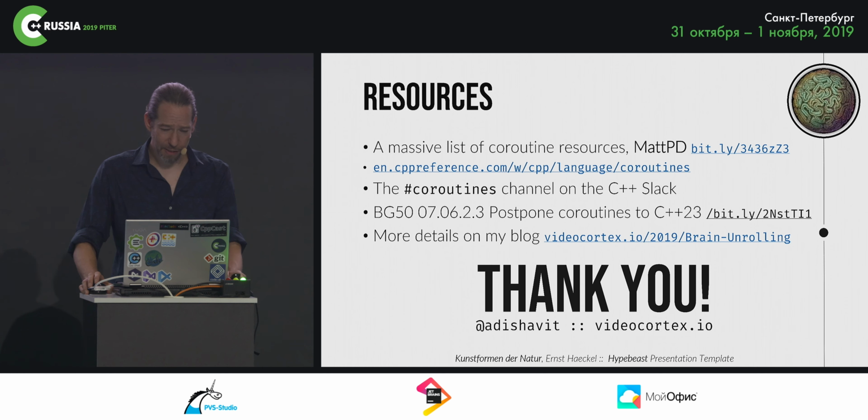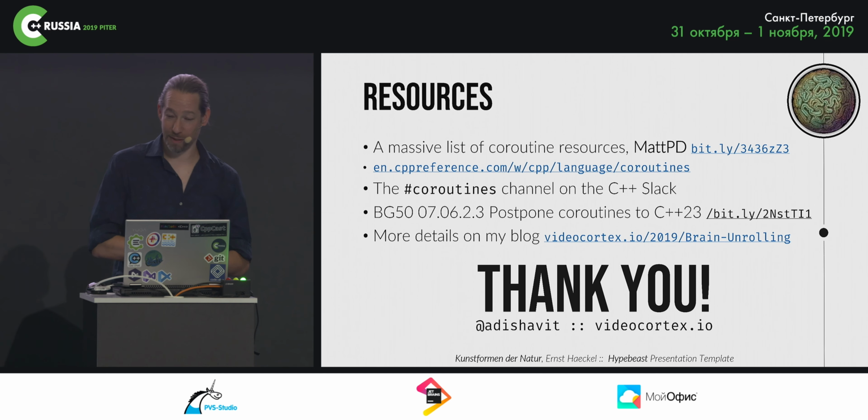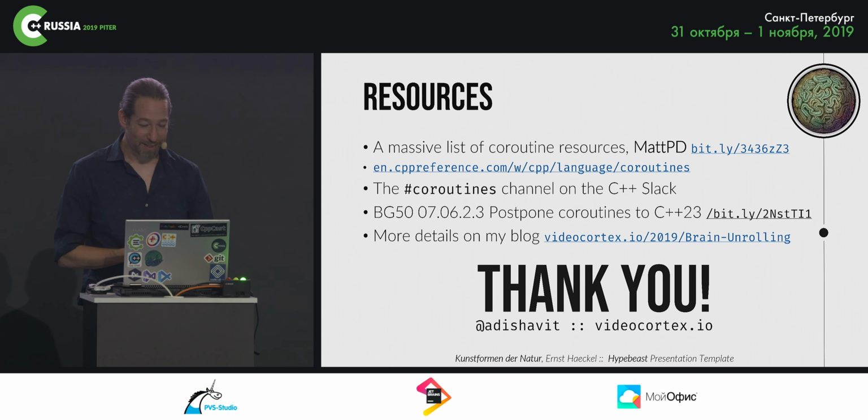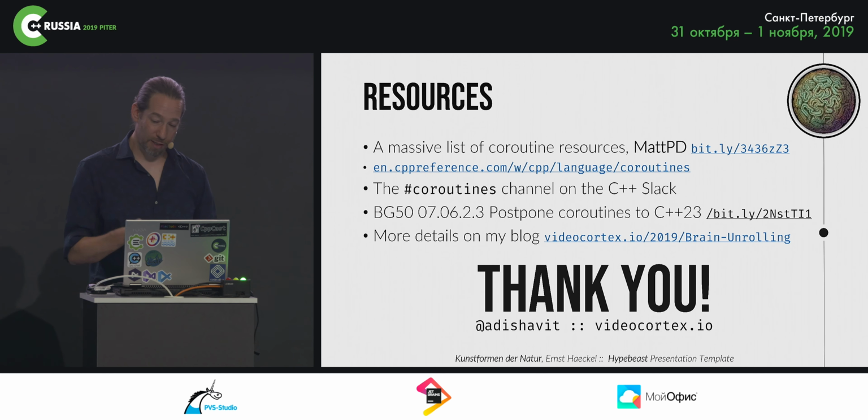Another link that I added just this afternoon is from the last mailing, the pre-Belfast mailing: there is a Bulgarian national body comment about postponing coroutines to C++23. It has quite a long list of reasons why they think it should be postponed. I don't know if that's going to happen. I may have to change my talk. But they have some interesting points there, and it's interesting to go and read. Most of this talk and a lot of extra details will be available on my blog.